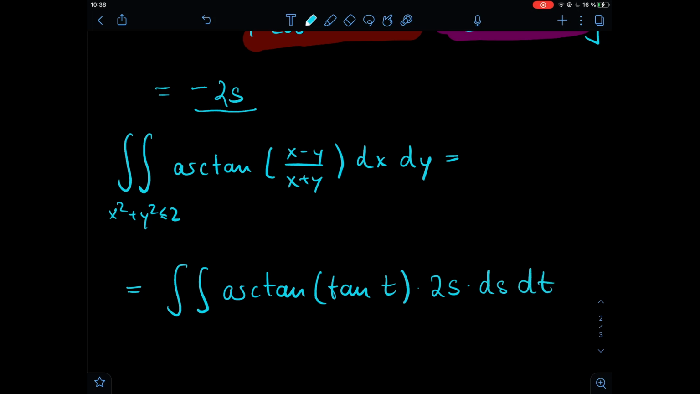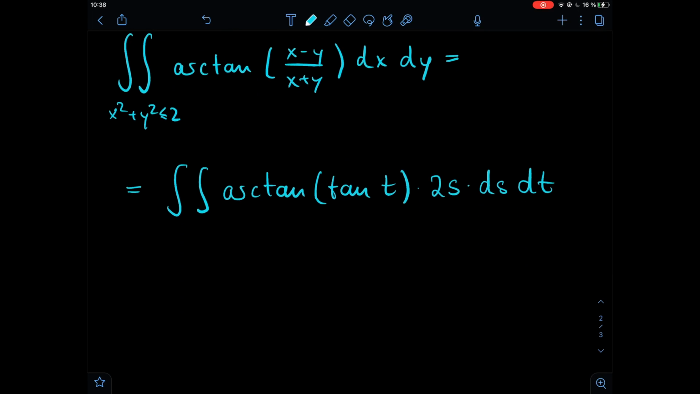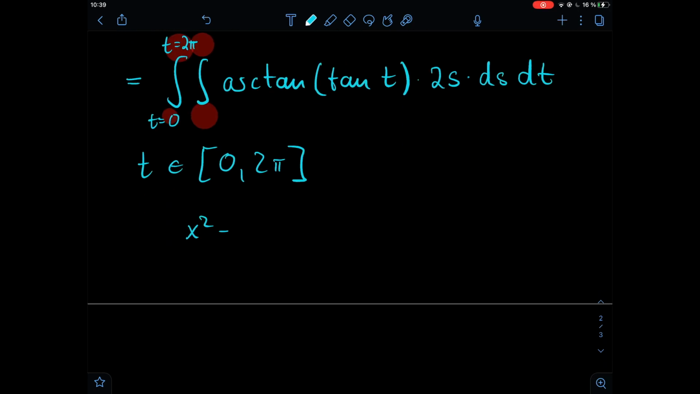Now we have to take a look at the limits of the integral. So what are the limits that we need here? Well, first of all, we know that t is in the interval between 0 and 2 pi because we're talking about sines and cosines. So for t we have t equals 0 up to t equals 2 pi. So what about the s limit? What do we do about that? We know that x squared plus y squared is supposed to be smaller or equal than 2.